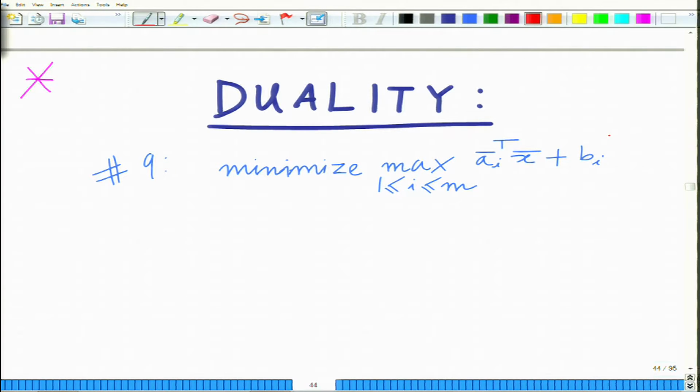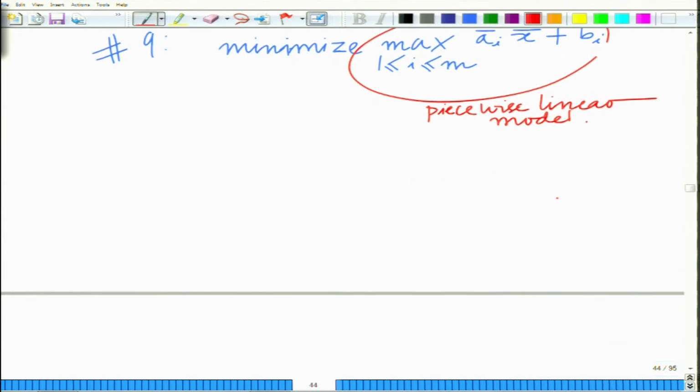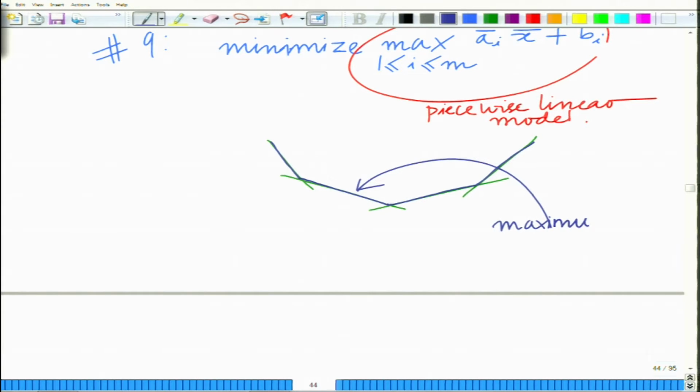This is known as a piecewise linear model. For instance, what you can see is each of these represents a line. Therefore, if you look at these different lines and now you take the maximum, the maximum will look something like this. So, these are m different lines and this is how the maximum looks. You can generalize this to n dimensions for hyperplanes.